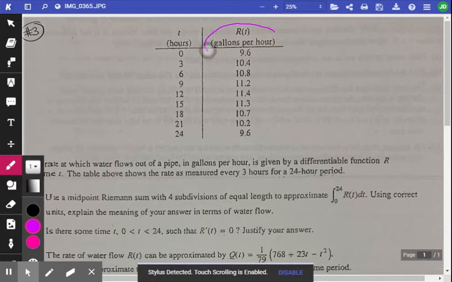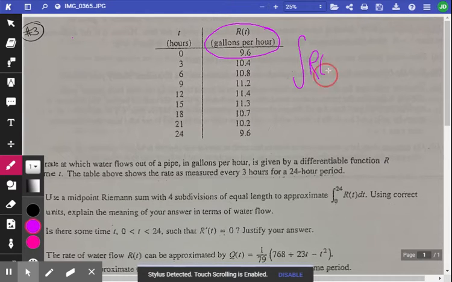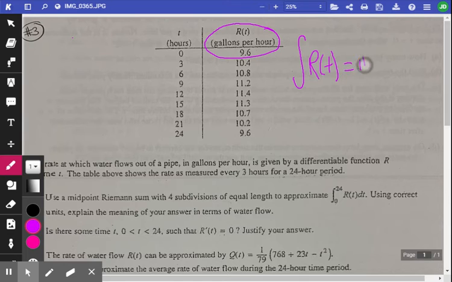So notice that this is a rate of gallons per hour. So if I integrate the rate, I'm going to get number of gallons. Just to keep that in mind, that's the really important calculus concept going on. So letter A, use a midpoint Riemann sum with 4 subdivisions of equal length to approximate the integral from 0 to 24. Using correct units, explain the meaning of your answer in terms of water flow.